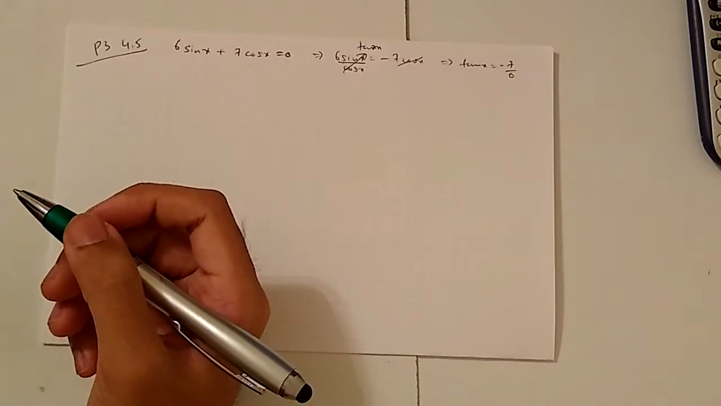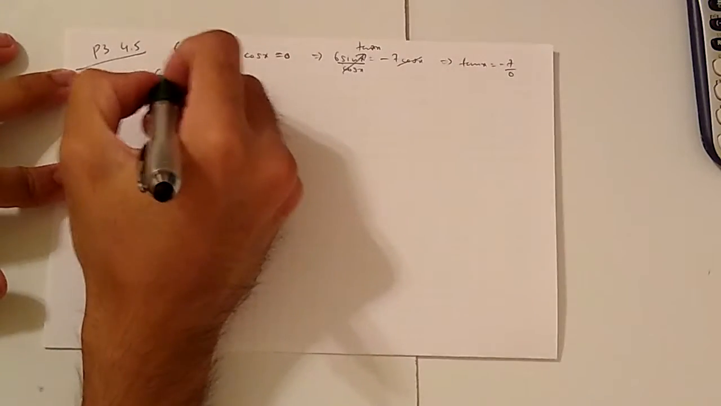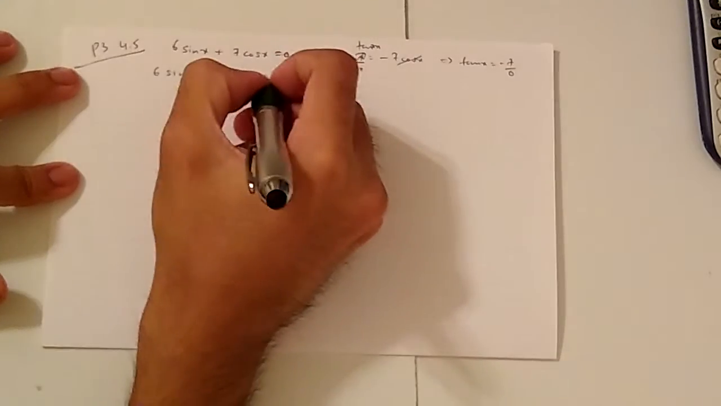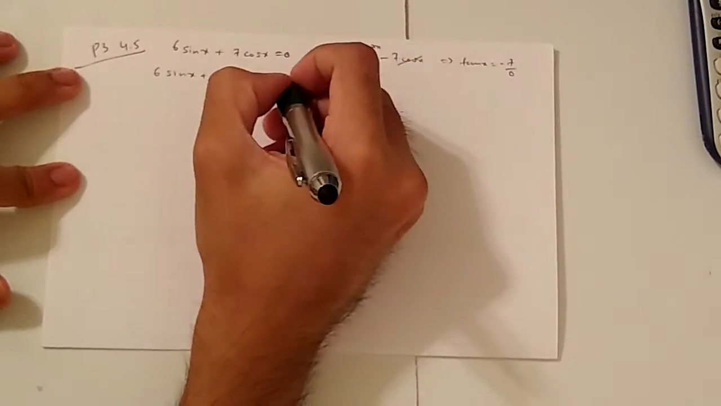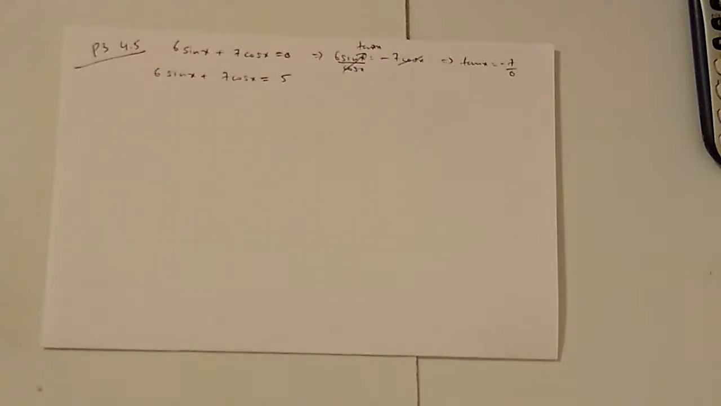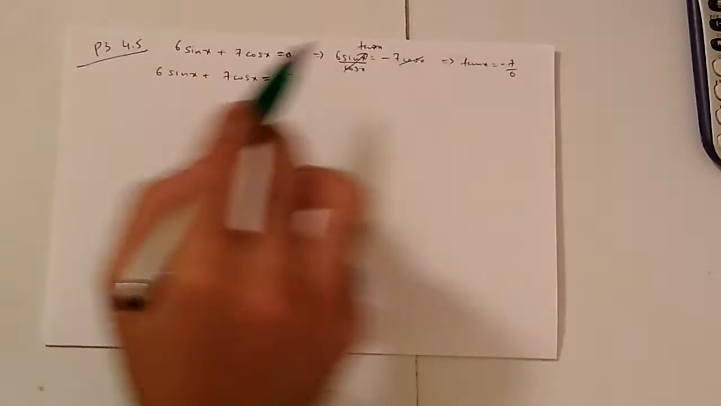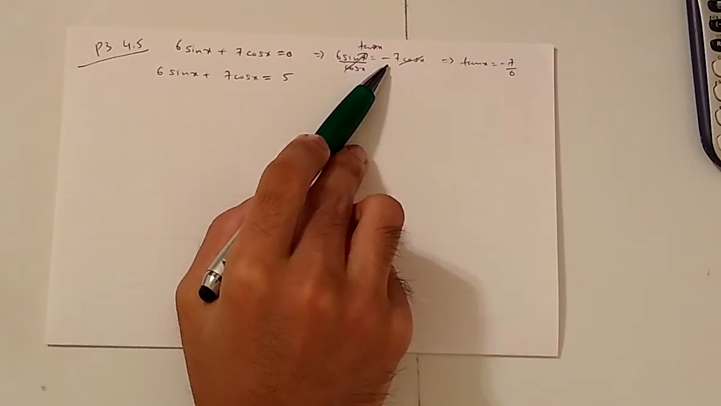Now instead, let's say we are given 6 sine x plus 7 cos x is equal to 5. In this case we actually cannot use the same method that we used in the previous case.